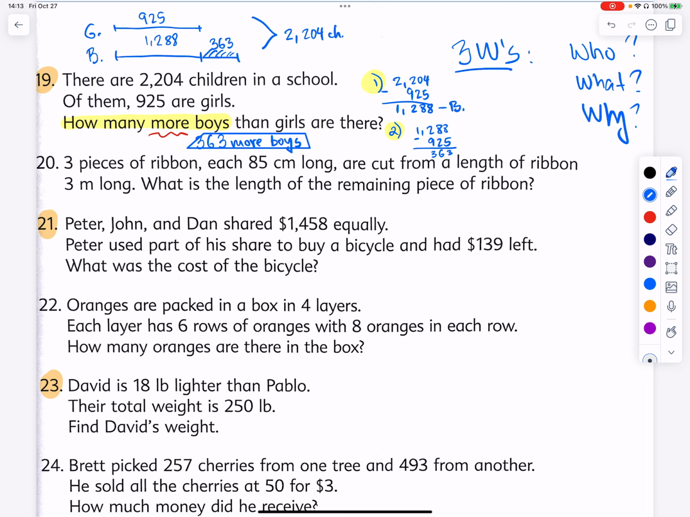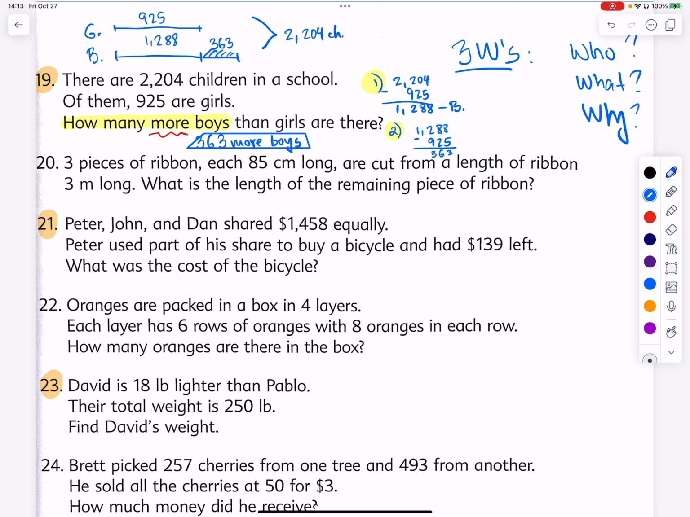Let's talk about number 21. Peter, John, and Dan shared 1,458 equally. Oh, that sounds good. Equally is good. Peter used part of his share to buy a bicycle and had $139 left. What was the cost of the bicycle? Let's start by answering the 3 W's of problem solving.